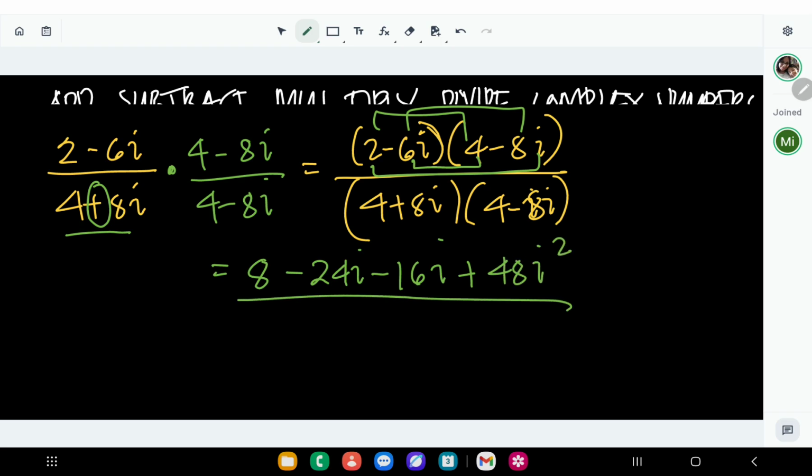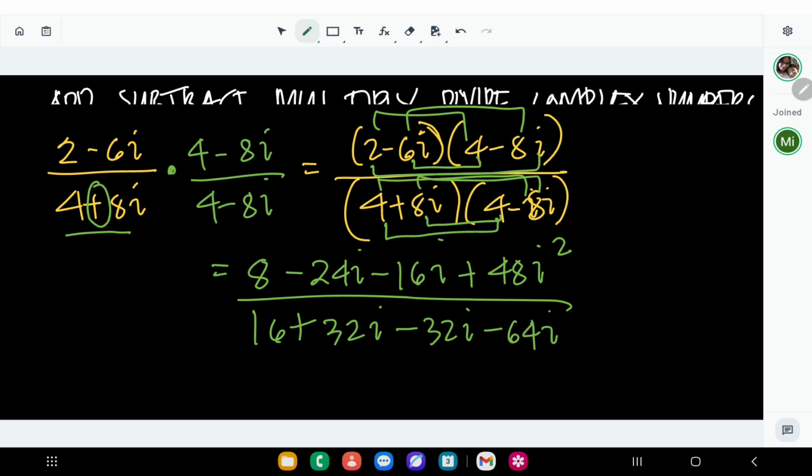And then the denominator, we FOIL this too. 4 times 4 is 16 plus 8i times 4, that is 32i. Then 4 times negative 8i is minus 32i. Then 8i times negative 8i is negative 64i squared.